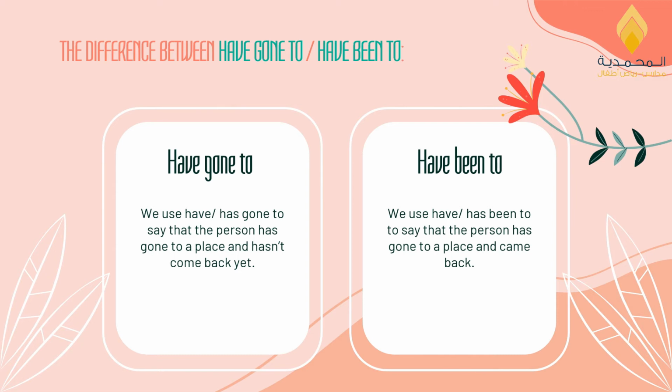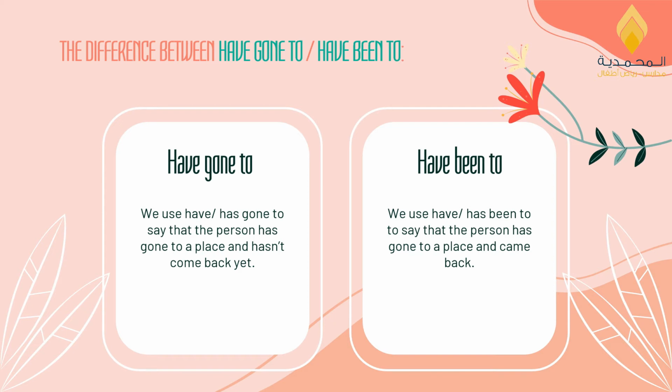Can you remember what is the difference between have gone to and have been to? Have gone to, we use have or has gone to say that the person has gone to a place and hasn't come back yet. Have been to, we use have or has been to say that the person has gone to a place and came back.